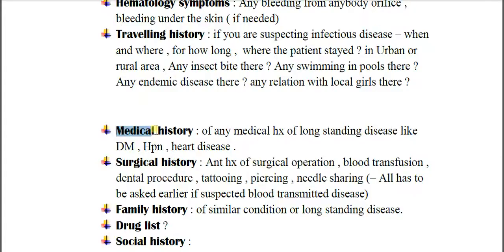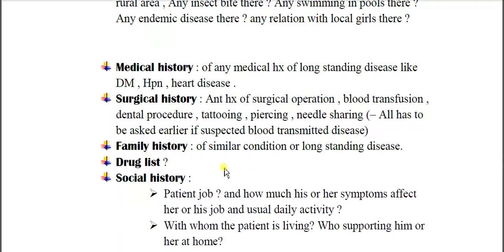Any long-standing disease like diabetes, hypertension, heart disease, any history of surgical operations. You asked about dental procedure, tattooing, piercing, needle sharing, blood transfusion before, as risk factors for chronic liver disease or hepatitis. No need to ask again. Family history of similar condition or long-standing disease. What about your drug list? Then ask about social history.